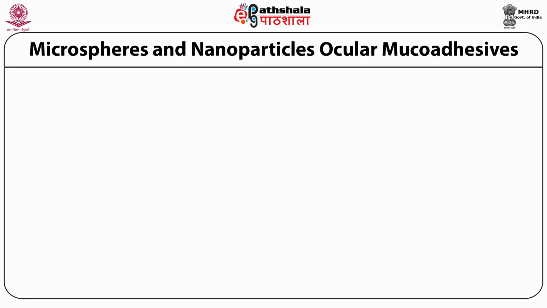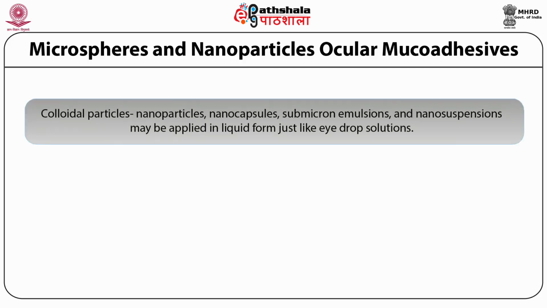As in other cases, there are certain advanced systems available for use in ocular drug delivery. These systems can be referred to as colloidal particulate systems, which include nanoparticles, nanocapsules, submicron emulsions, and nanosuspensions, which are usually applied in liquid form just like any other eye drop solutions. The basic difference is that the particulate systems are made up of certain specific polymers which are then suspended or gelled into an aqueous base or solvent.